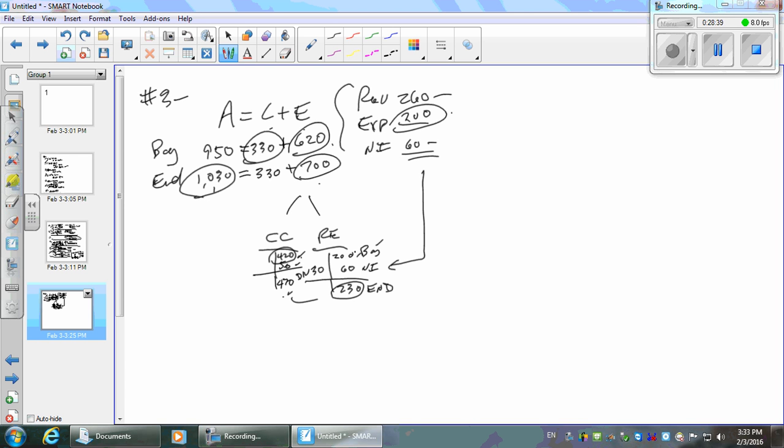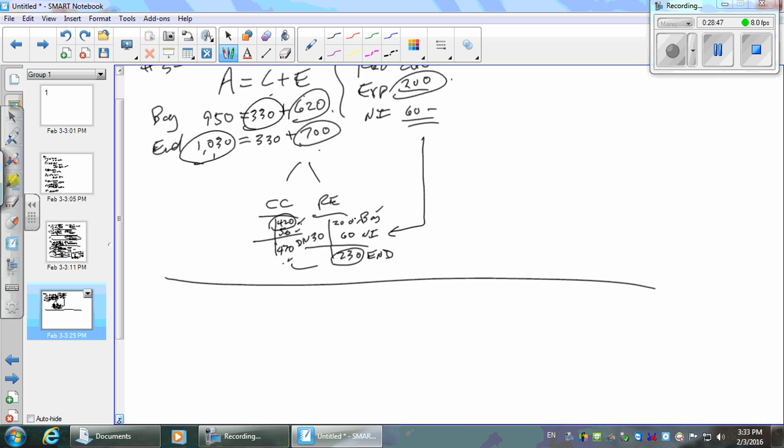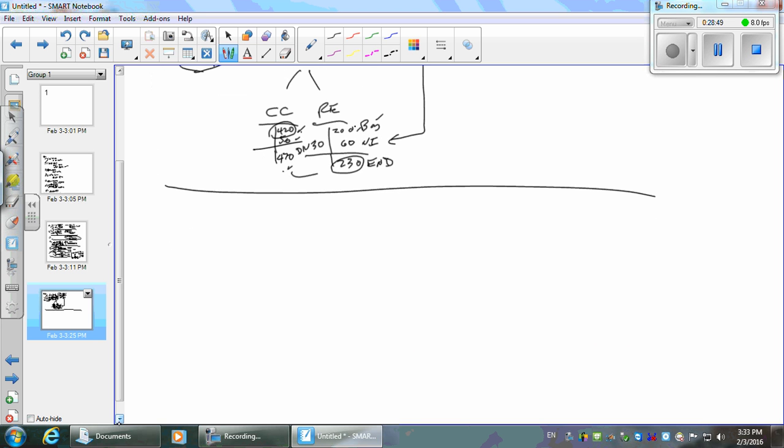So can we do exactly the same thing with the other one? Why don't you do it real quick, you guys? Go ahead and do the other one. Make sure you've got it. Just write down everything you know. Solve for what you don't know. That's all you do.